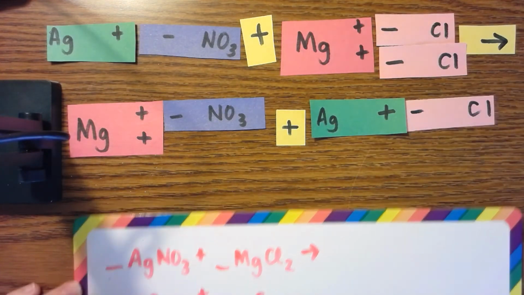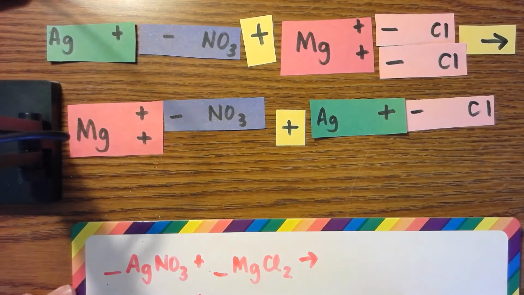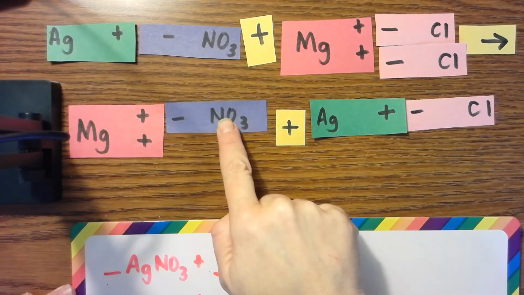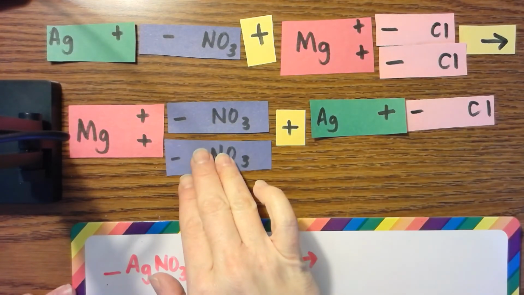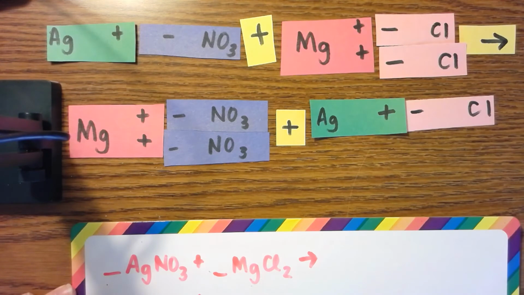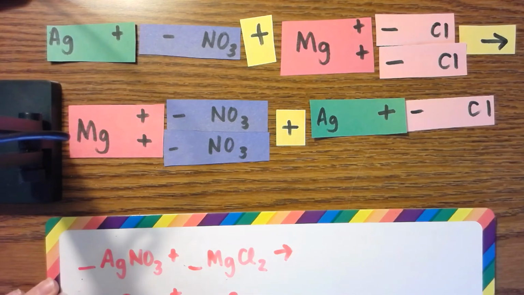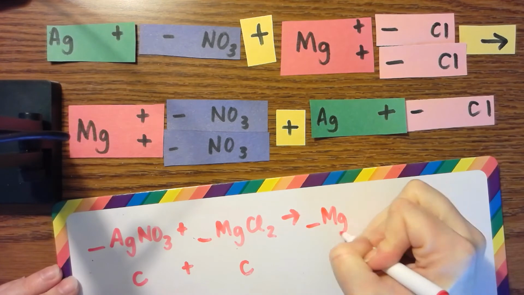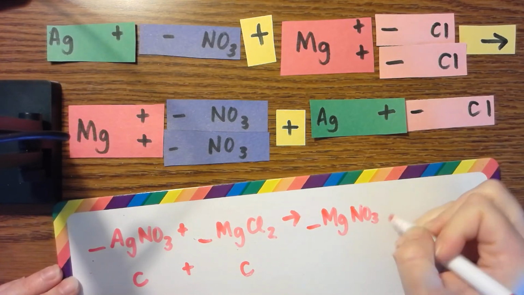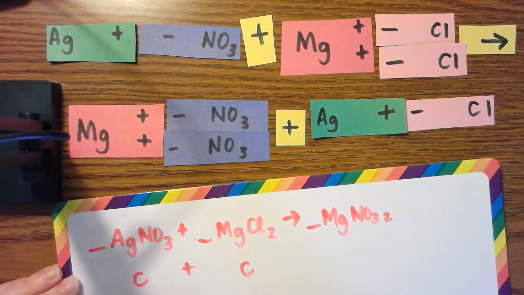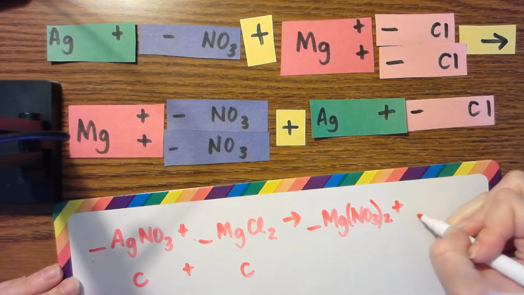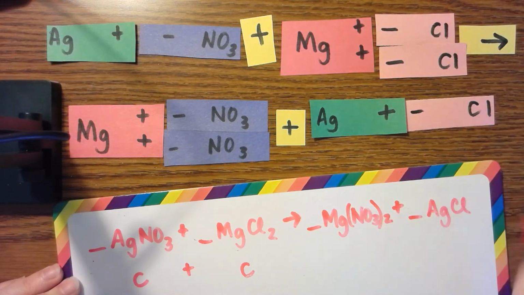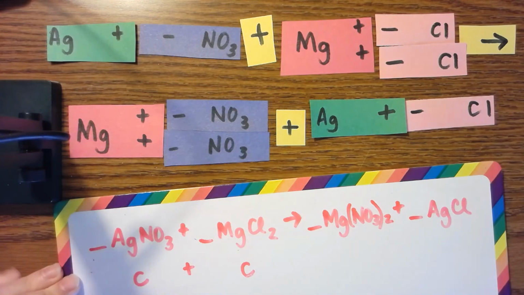Okay, so now I need to check my charges. So Mg is still a +2, NO3 is a -1. That means I need another NO3 to make that a valid compound. And then I check my charges here, +1, -1, those are good. So my products then are going to be MgNO3, but I need 2 of those. Uh-oh, that looks like NO332, so I need to put parentheses in here. Mg(NO3)2 and AgCl.